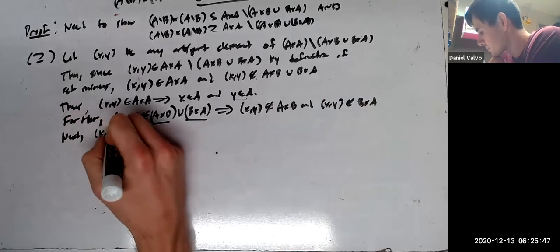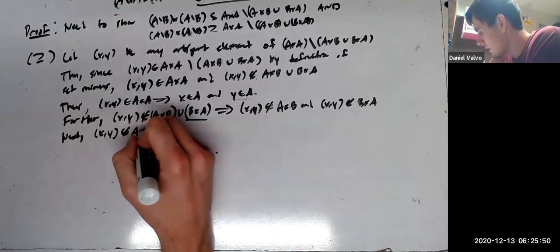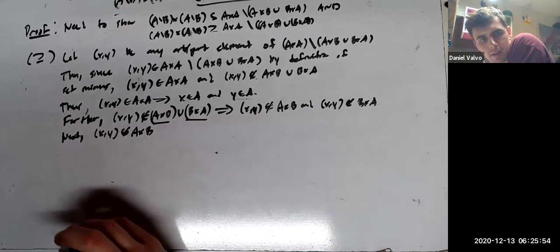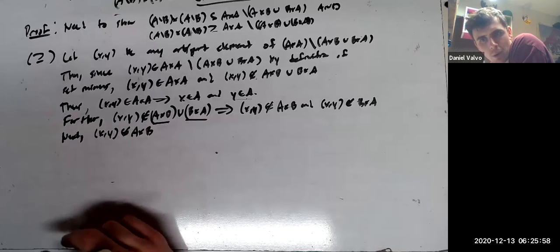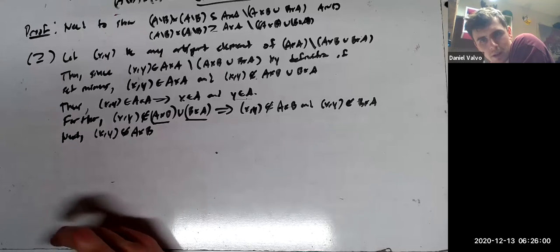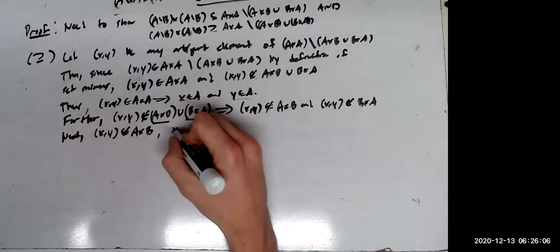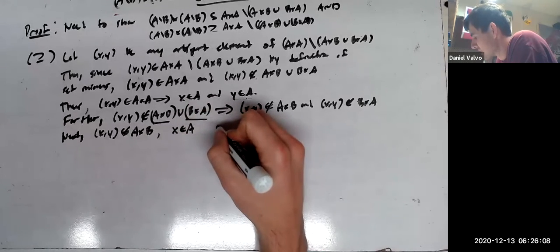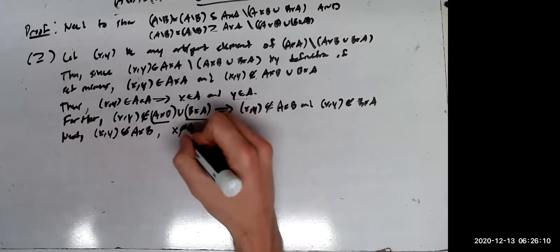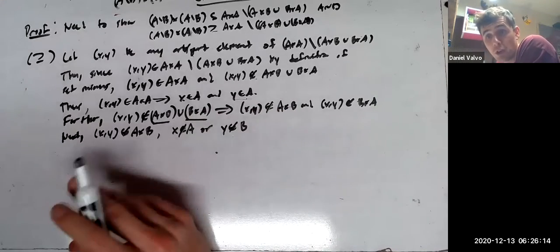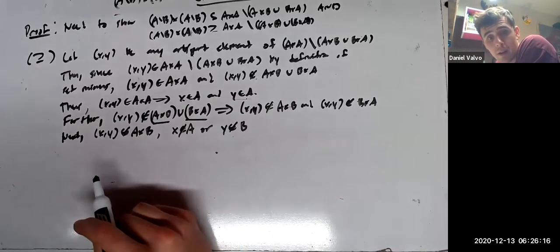Next, XY not in A cross B. What does that mean? If you're not in A cross B, what does that mean about X and Y and A and B? What are the relationships there? X not in A and Y not in B. Close. Actually, or. Because you just need one of them to fail. You don't need both of them to fail.